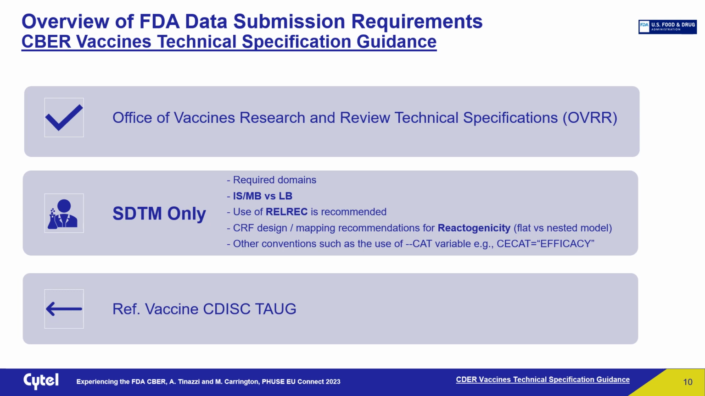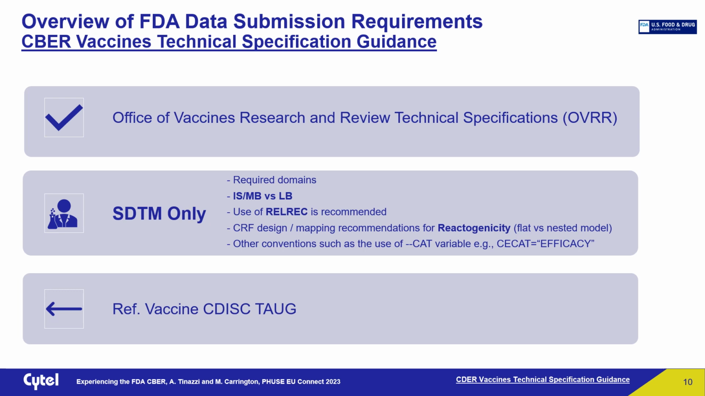Overall, all the specifications are aligned with the SDTM implementation guidance, with the agency also making clear, for example, things like clarification on where, for example, immunogenicity data should be mapped. So this data should be mapped to the immunogenicity specimen domain, so the IS domain, and not to the LB, the generic laboratory domain. And this was also the object of a recent CDER webinar.